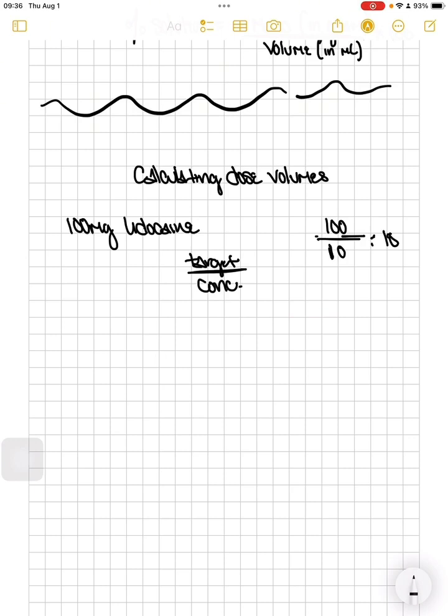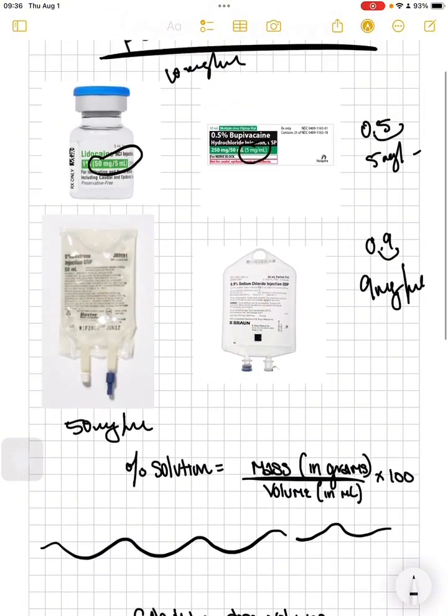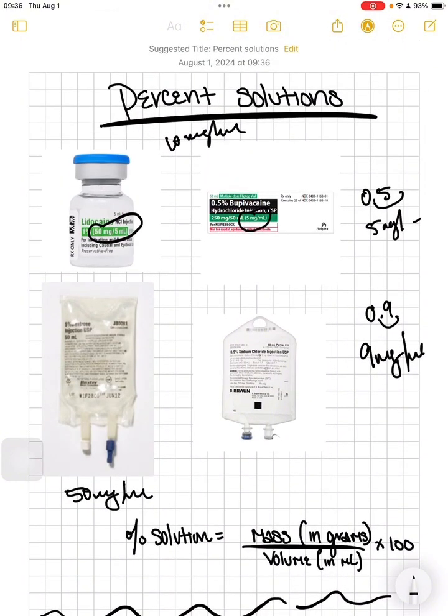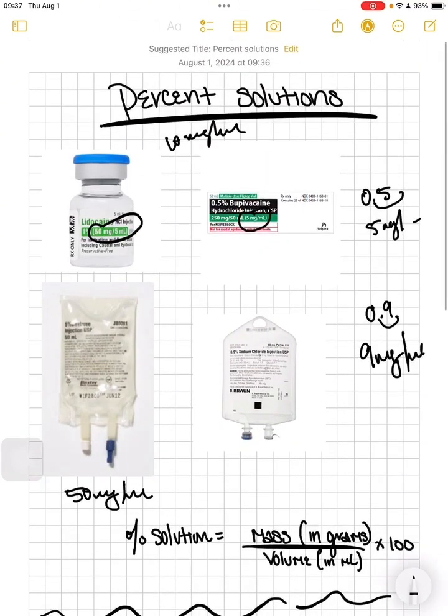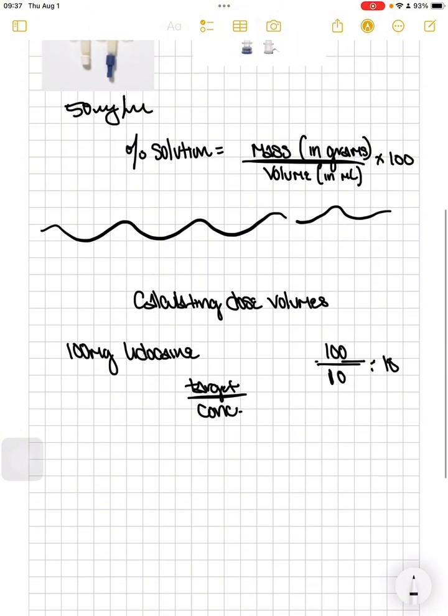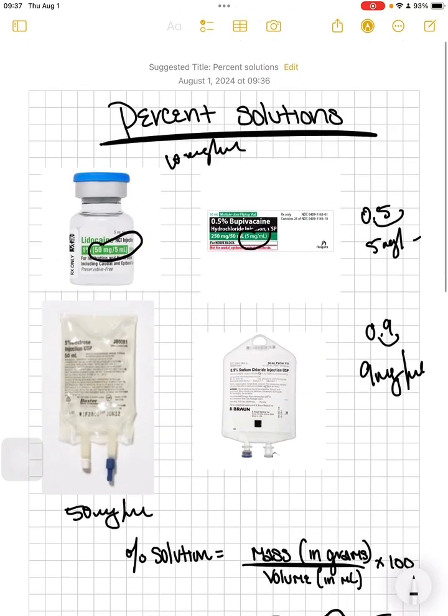Always, always, always, just divide what you want by what you have. Don't get confused when the vial says 50 mg per 5 mil. Divide it down so that you get mgs per 1 mil. So you're not dividing 100 over 50. Simplify that down so that you get mgs per 1 mil, and then that's what you're going to divide by whatever you need to make.